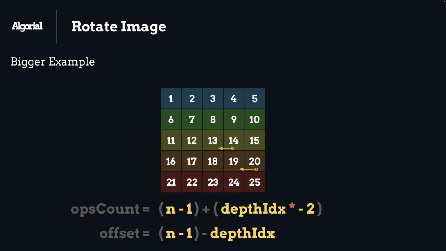But how? If we have the depths, we know how many times we need to do all the work. In this case, 3 times. If we know the operations count, we know how many swaps we need to do in each depth. And if we know the offset amount between cells, we would adjust the i and j indices with our offset in order to know which cell will replace which.